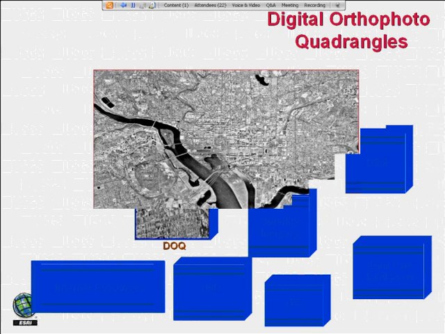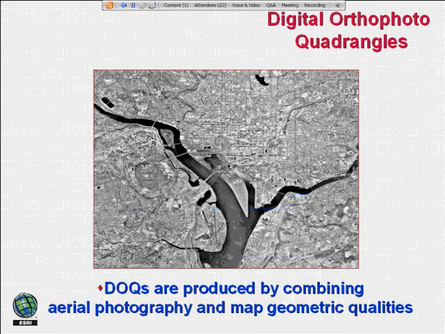Digital orthophoto quads, or DOQs you might hear as the acronym, are, as the name implies, scanned but also rectified aerial photos.